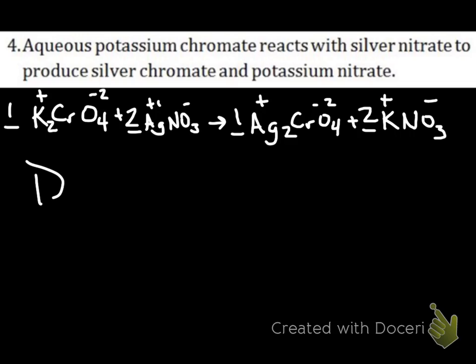This is a double replacement reaction. When two aqueous solutions react together and we produce and form a precipitate, the silver chromate is the precipitate. It is the brown, reddish brown substance that fell to the bottom, but it only happens in a double replacement.